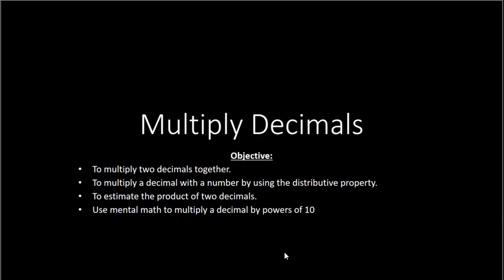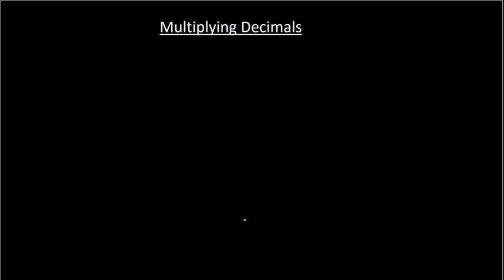In this video, you will learn to multiply two decimals together, to multiply a decimal with a number by using the distributive property, to estimate the product of two decimals, and how to use mental math to multiply a decimal by powers of 10. So beginning with objective 1, multiplying two decimals together.